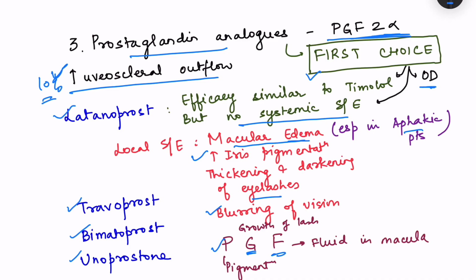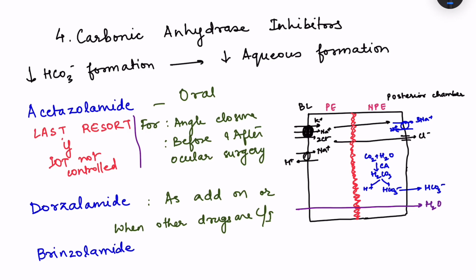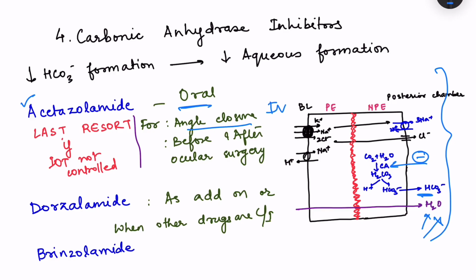Then moving on to the next class of drug, that is carbonic anhydrase inhibitors. So we have seen this diagram before. If this carbonic anhydrase is blocked, then there will be less secretion of bicarbonate ion into the posterior chamber, and hence there will be less movement of water into the posterior chamber. So that is the mechanism of action of carbonic anhydrase inhibitors. But remember, because of so many side effects, it is rarely used. In fact, acetazolamide, which is used orally, is the last resort if intraocular tension is not controlled, or it is used IV in case of angle closure glaucoma that we are going to see shortly.